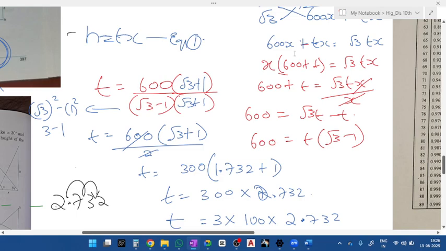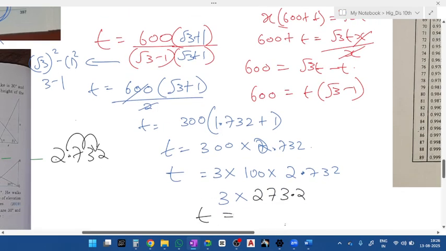Yes, Maria. Okay. Others got the answer? How come 800? 3 twos are 6, 3 threes are 9, 3 sevens are 21. 819.6. Is it clear? All of you got the answer? 819.6?